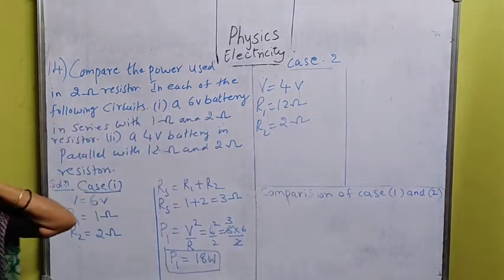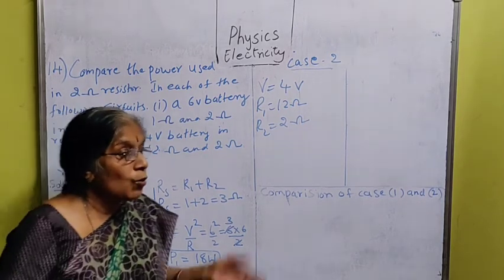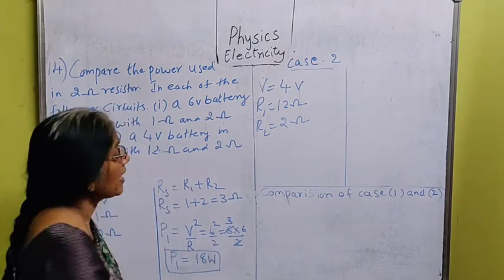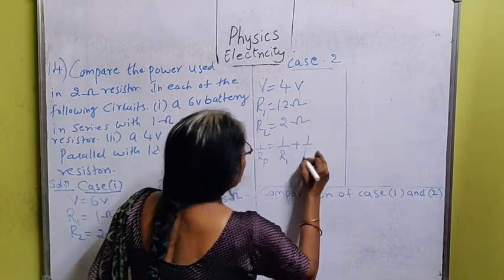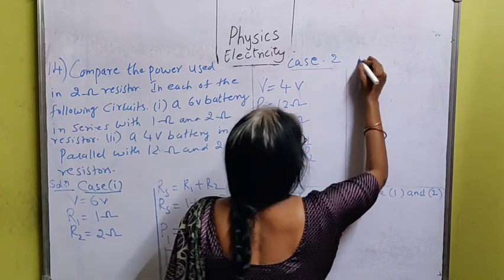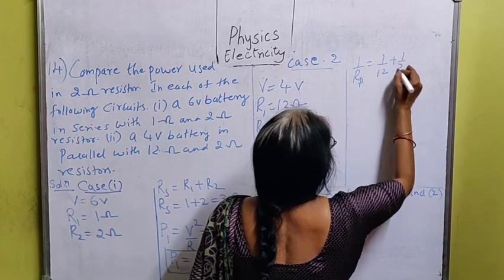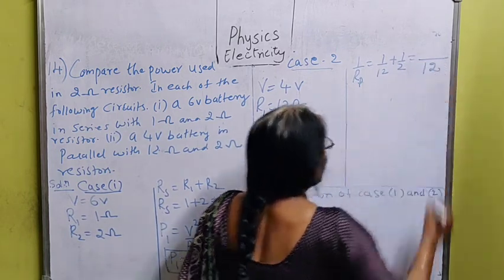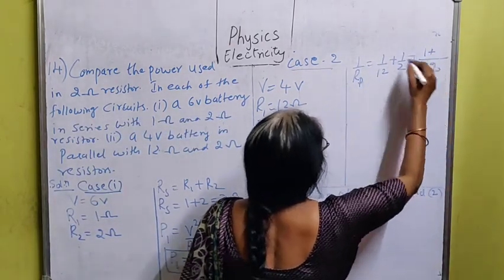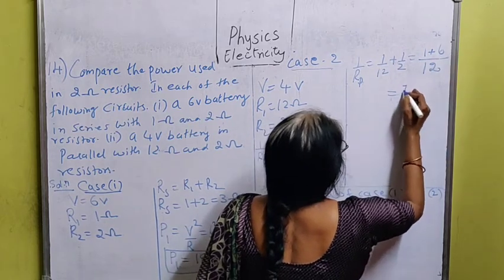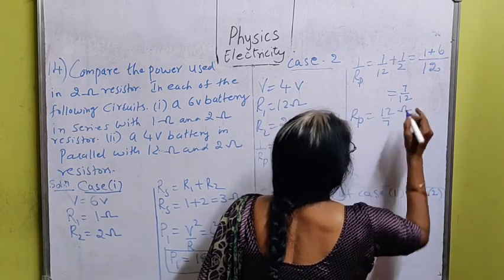So we have to find out the resistance. In what connection is it given? Parallel. Parallel means what? 1 by Rp is equal to 1 by R1 plus 1 by R2. So we will substitute the values. 1 by Rp is equal to 1 by 12 plus 1 by 2. So 12 is the LCM. 12 ones are 12, so 1 plus 2 6s are 12, 6. So we got 7 by 12. So Rp is the reciprocal, 12 by 7 ohms.